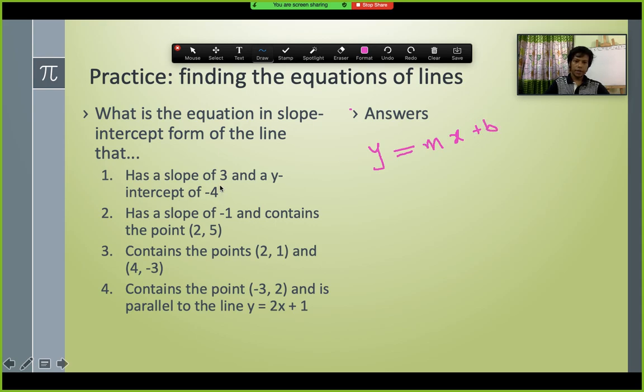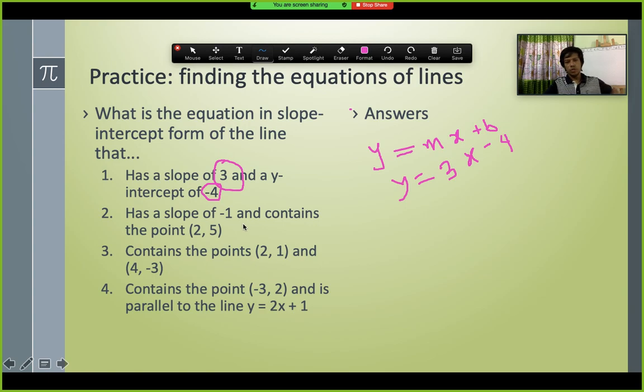So y-intercept is minus 4. This is actually the b value. Minus 4 is the value of b. B is the y-intercept. And slope is 3, so this is the value of m. So that means 3x minus 4 is the answer of the first question.